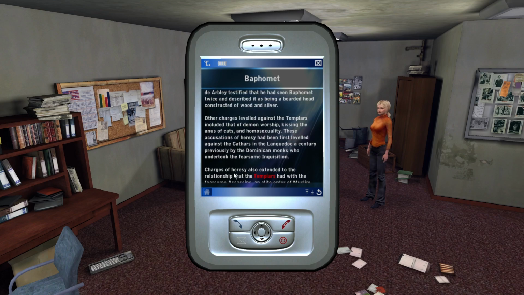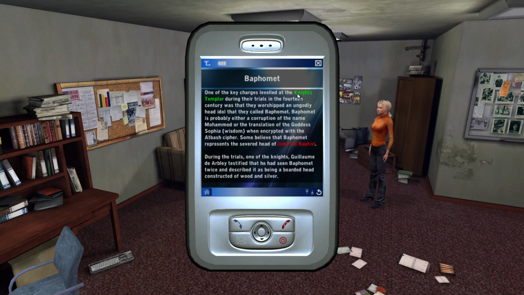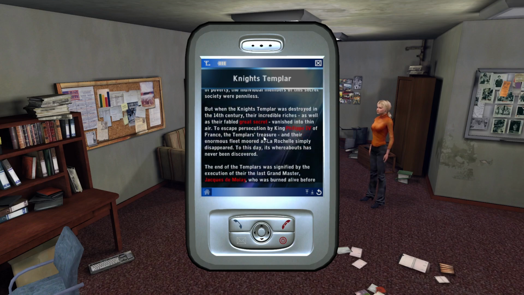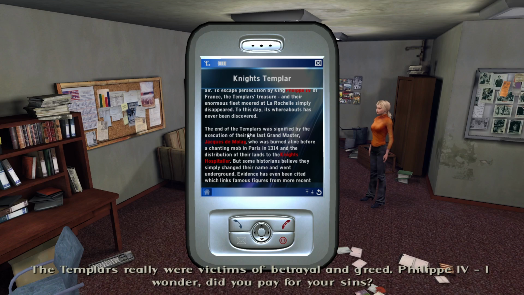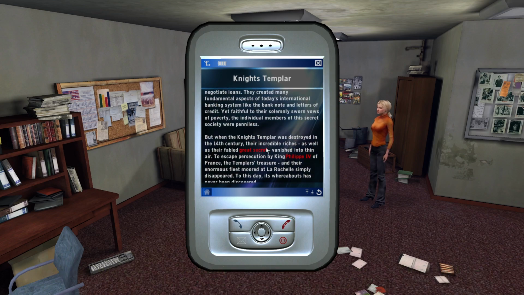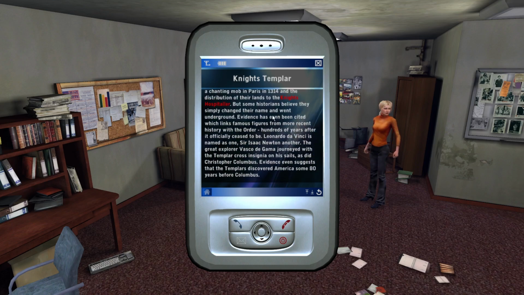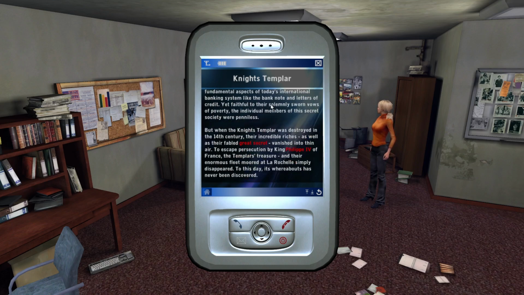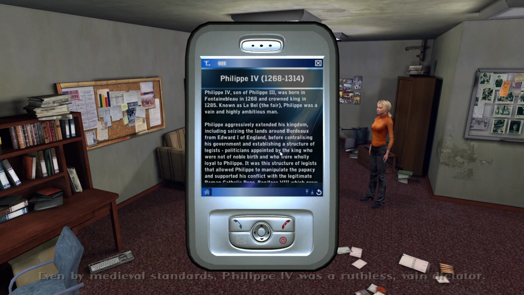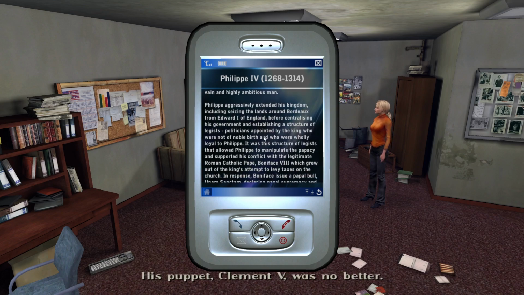So, do we need to click on these other things? The Knights Templar. Oh, the God. Templars really were victims of betrayal and greed. Philippe IV. I wonder, did you pay for your sins? Okay. So there's a lot in here, but I think a lot of it probably isn't massively important. Even by medieval standards, Philippe IV was a ruthless, vain dictator. His puppet, Clement V, was no better.